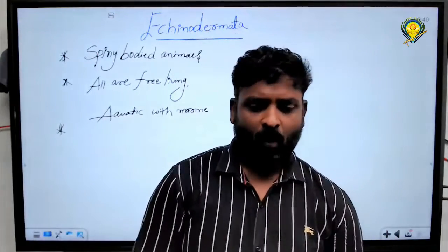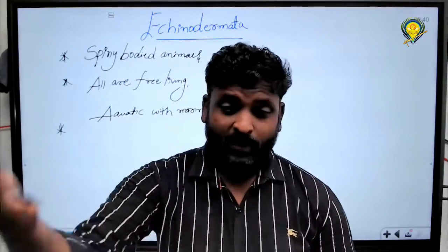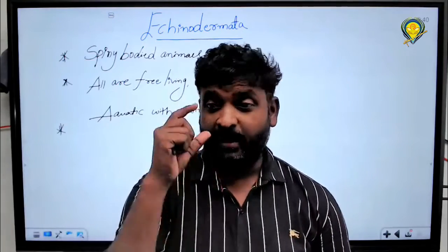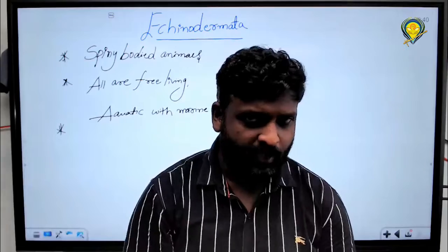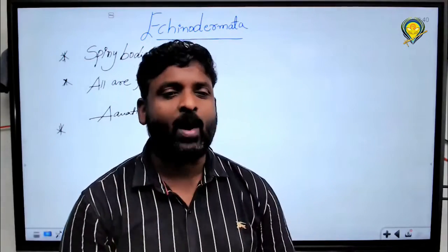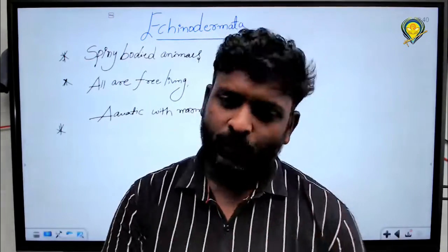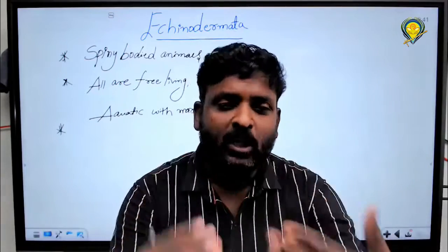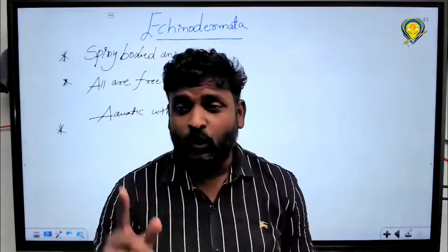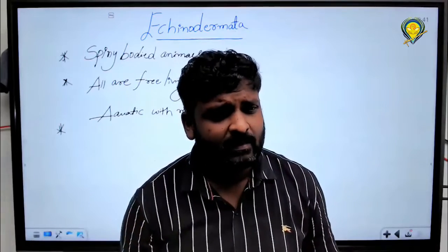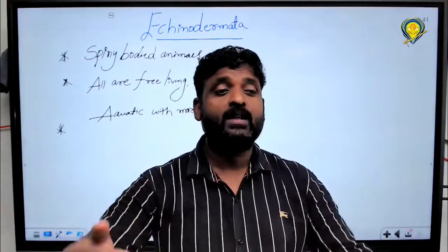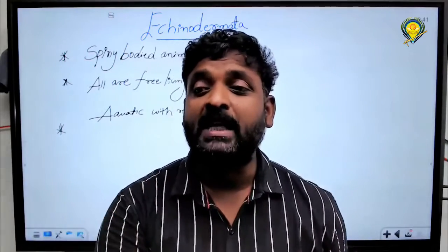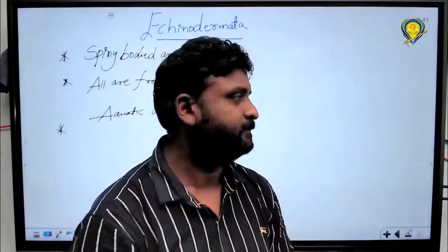Organ system level. What is the germ layer? What is the symmetry? Radial symmetry. Adults are radially symmetrical and larvae are bilaterally symmetrical. Very good. And next one, the last one, coelom. What kind of coelom is it? Coelomate means body cavity animals, and they are unsegmented. In that, it belongs to enterocoelomate, meaning the body cavity is formed from the gut. Very good. You got it?